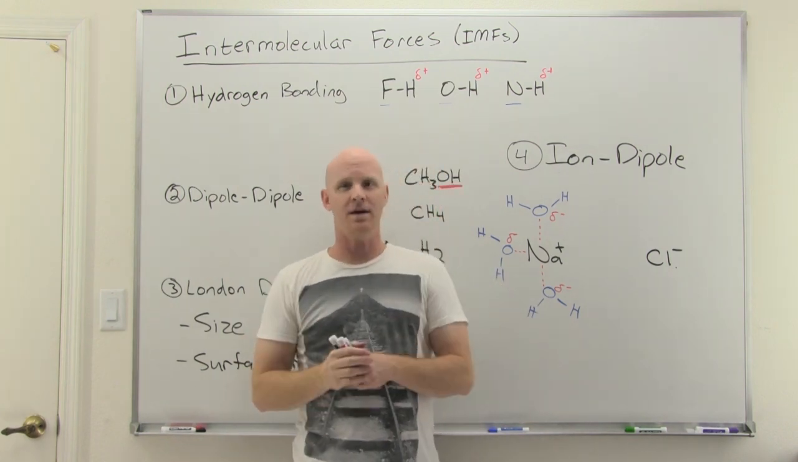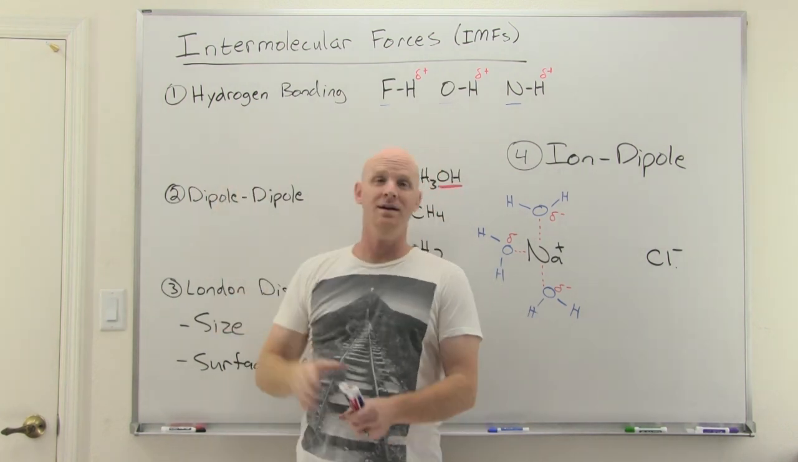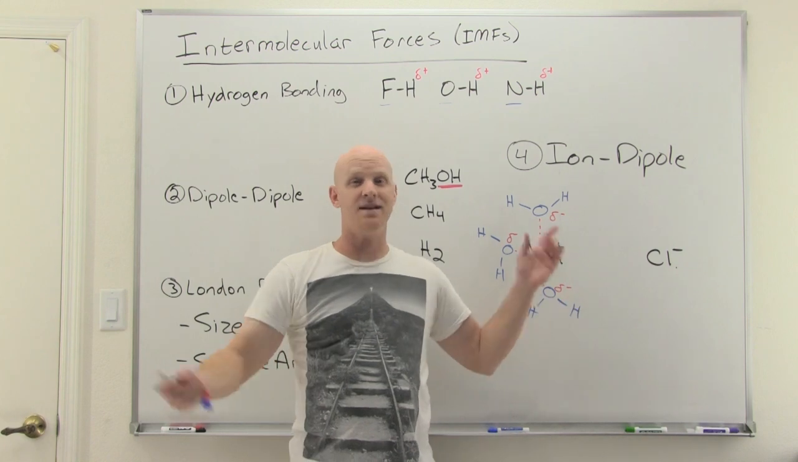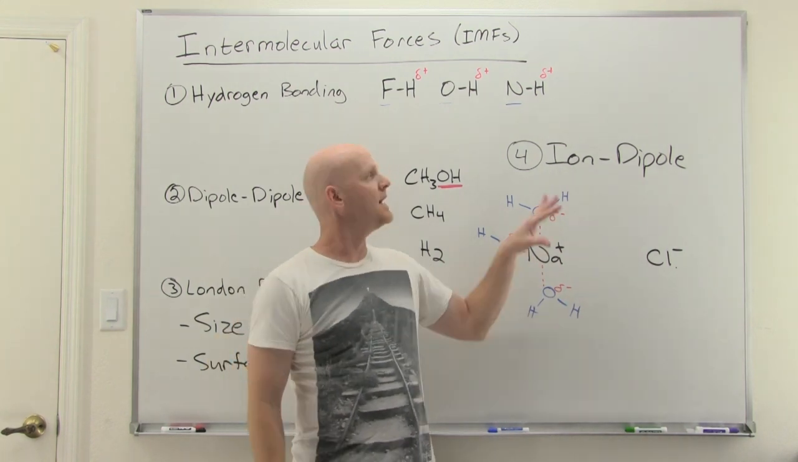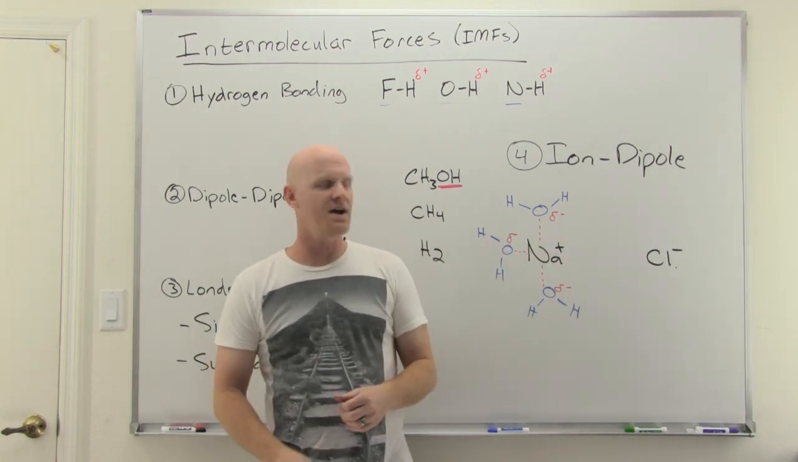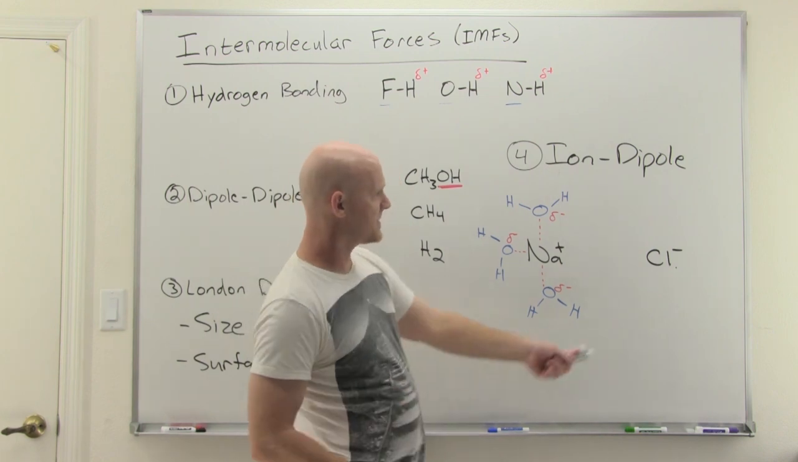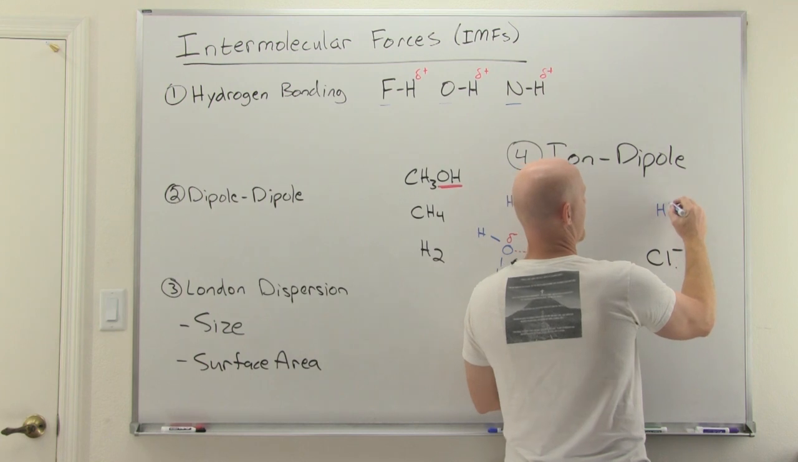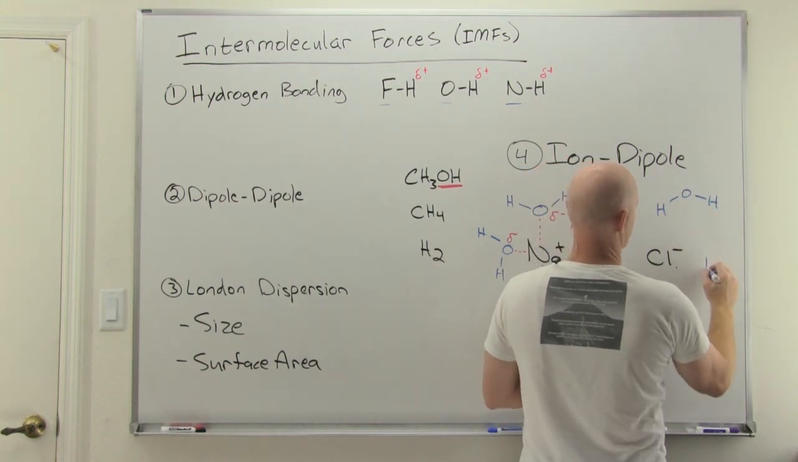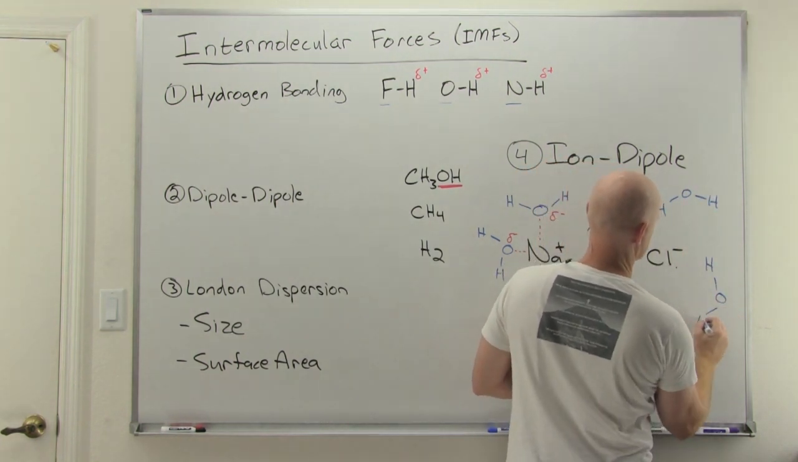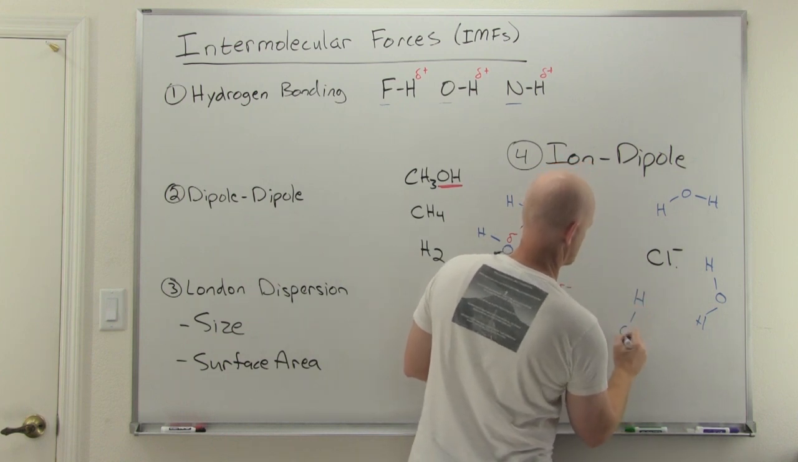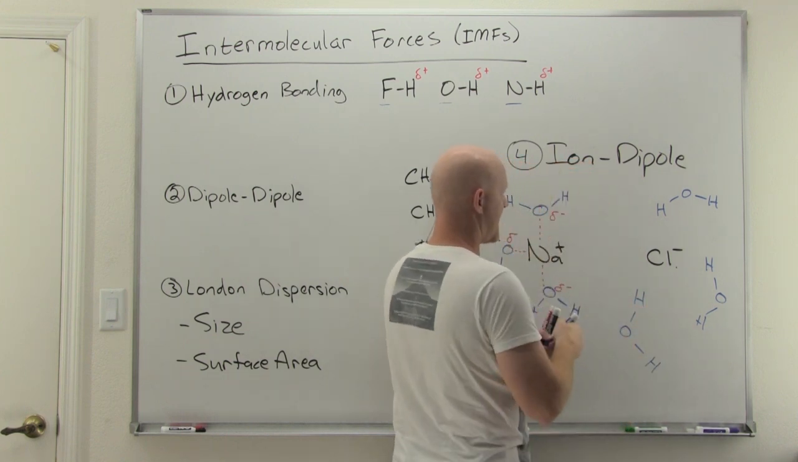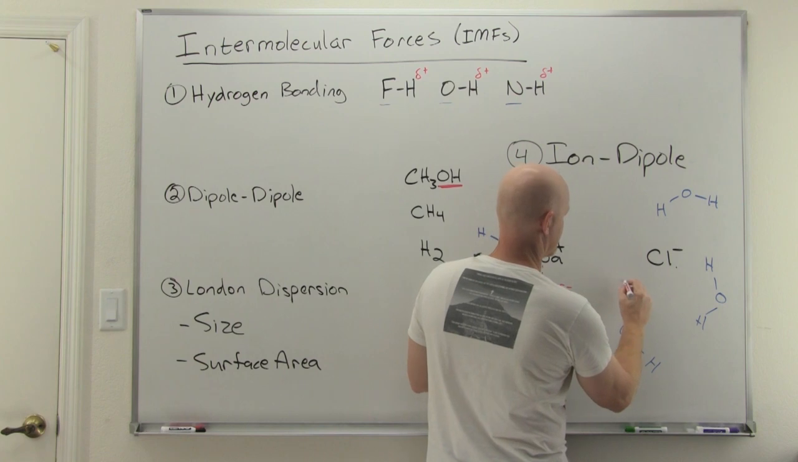Now, that's not an absolute statement. For some of the strongest hydrogen bonding and some of the weaker ion dipole forces, it actually flips. But in general, ion dipole forces are usually stronger than hydrogen bonding. So if we look at the chloride ion now, chloride being negative is going to want to interact with the hydrogens in the water molecules, with the hydrogens being partially positive.